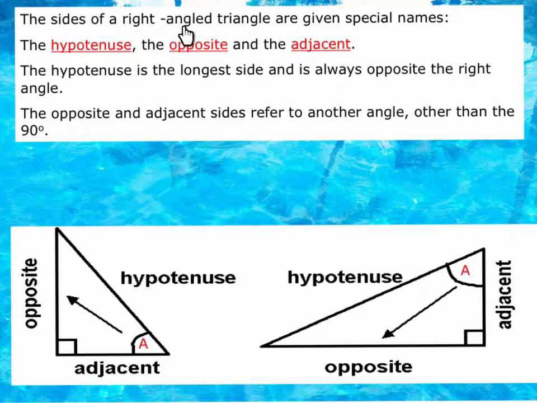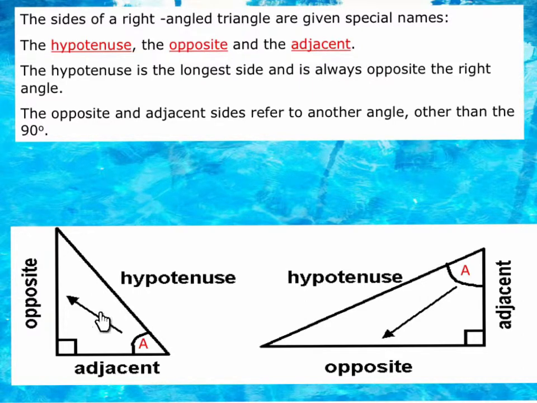The sides of a right-angled triangle are given special names. So here are some right-angled triangles. The hypotenuse, which is always the longest side, the opposite, and the adjacent. So these two words are going to come in very handy. And really, when we talk about these two words, we're talking about them in relationship to a given angle.